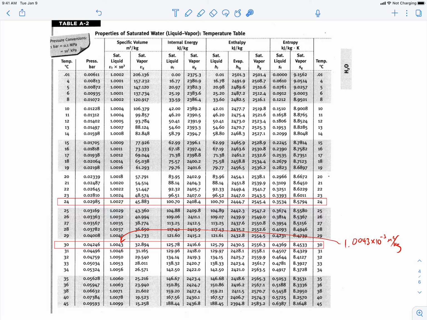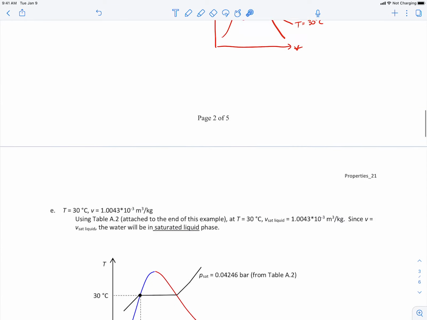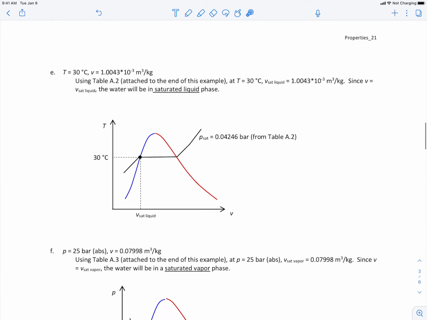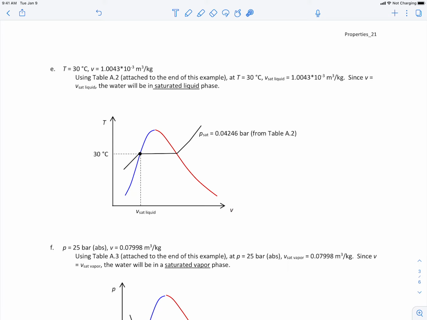32.894. Okay, so we were told in the problem statement that our specific volume was actually 1.0043 times 10 to the minus 3. So we're right there. We're actually in a saturated liquid state because it corresponds to that. So when we draw that on our diagram, this one is E here. So here it is on a TV diagram. This is our saturated liquid line. That's our saturated vapor line.